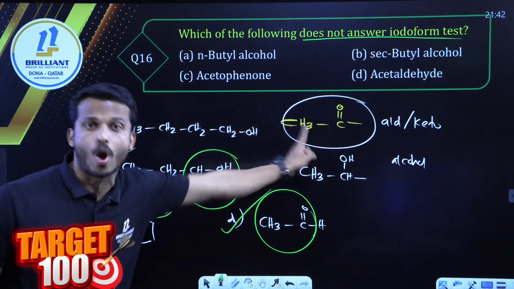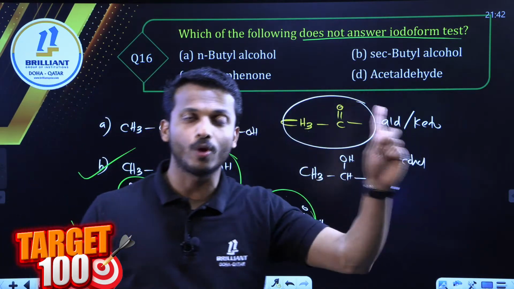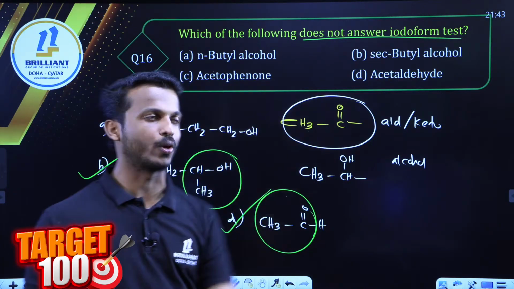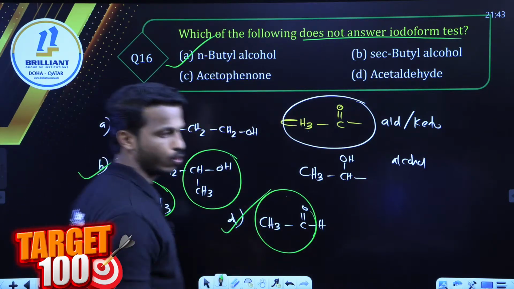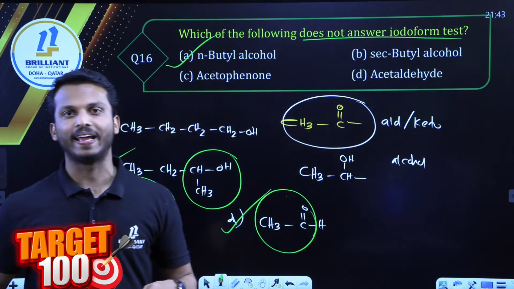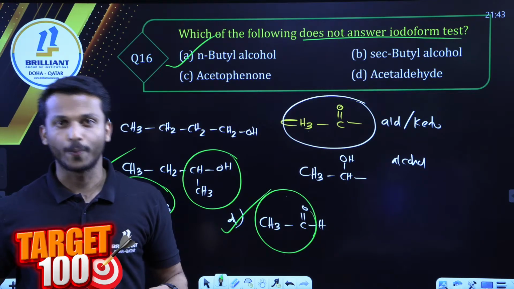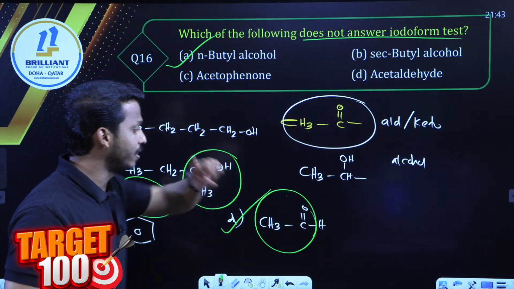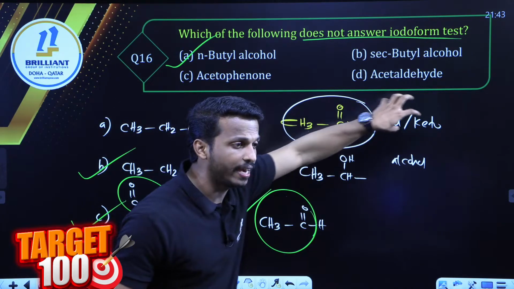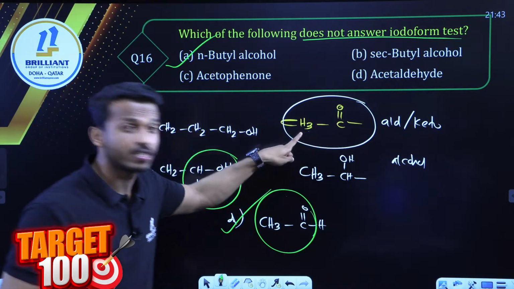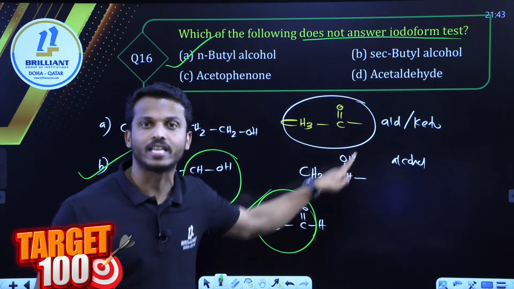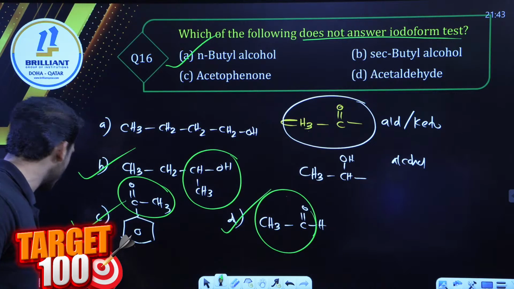But the compound number 1, butanol, n-butyl alcohol, does not contain that particular group, so it won't give the test. I hope you gave the correct answer. Option A is the correct answer. Hope you are clear. So dear all, the iodoform test is given by aldehydes and ketones which contain the CH3CO group. If it is an alcohol, it should contain the CH3CHOH group. Hope you are clear. Next question.